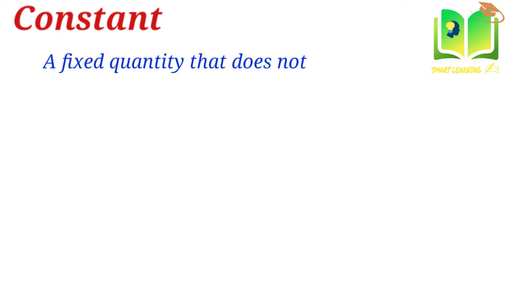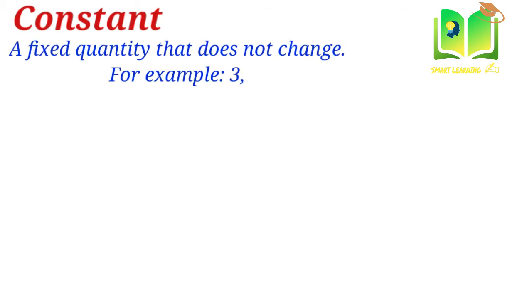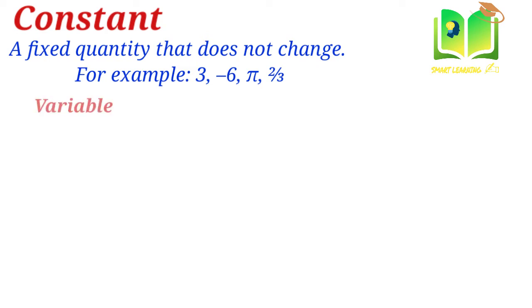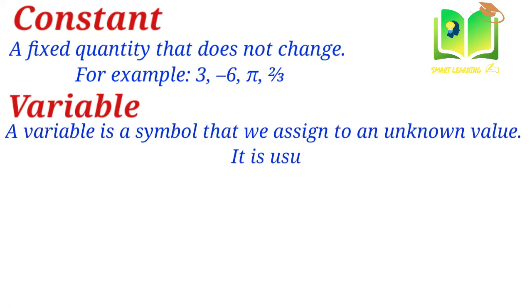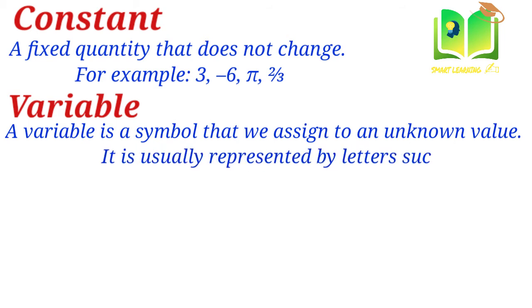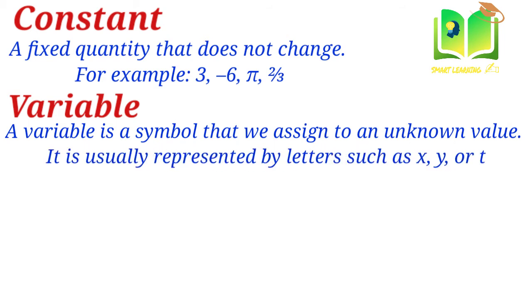Now we will learn what is constant. A fixed quantity that does not change is the constant. Suppose you take 3, minus 6, 5, pi, 2 by 3, these are actually constants. They never change. Now we will learn variable. What is a variable? A variable is a symbol that we assign to an unknown value. It is usually represented by letters such as x, y or t. A variable can be changed according to our choice.